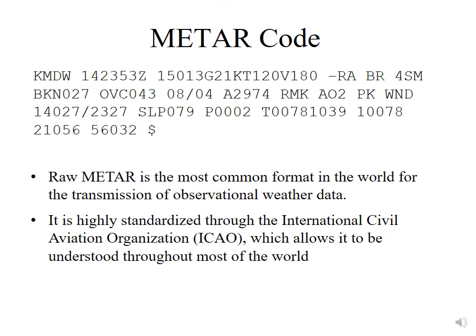METAR code is the most common format in the world for the transmission of observational weather data, and it's been standardized through the International Civil Aviation Organization, and these METAR codes can be understood around the world. They make a lot of simplifications and a lot of code to try and minimize the number of characters that are actually used in the transmission of the data. That's a holdover from the old teletype machines that people used to use to do this.